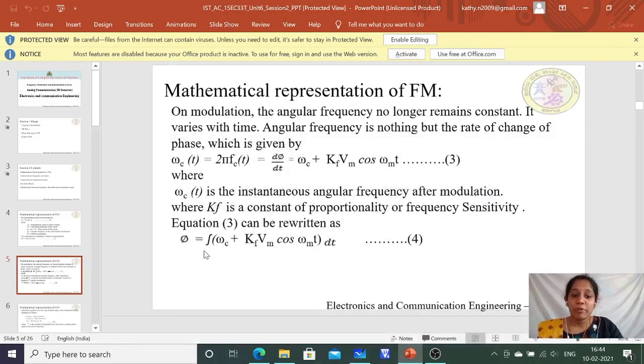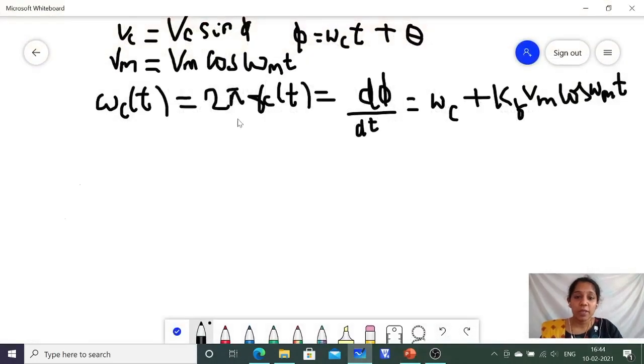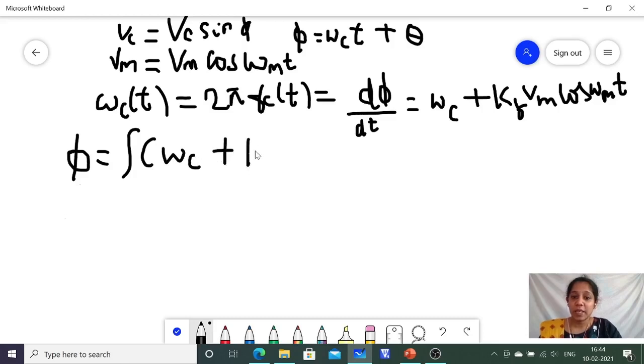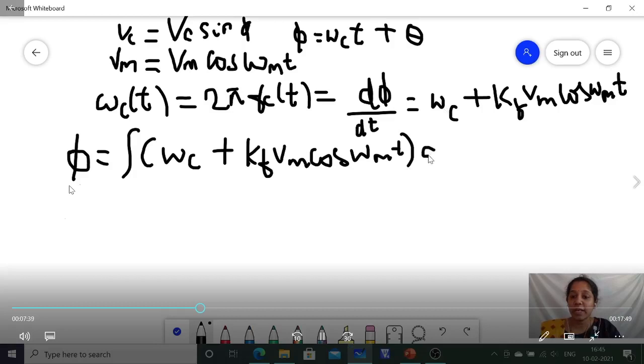So now we shall integrate this expression in order to obtain the value of phi, since here we require phi. How does the phi change? Phi can be written as, since this is differentiation, we will take the integration of omega c plus kf Vm into cos omega m into t, and I will take the denominator term to the right hand side, that is dt.